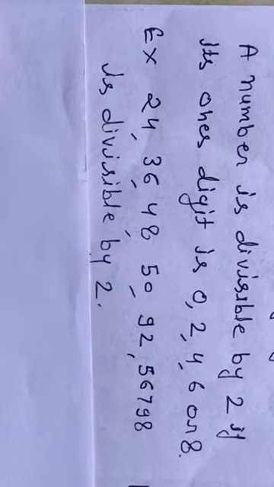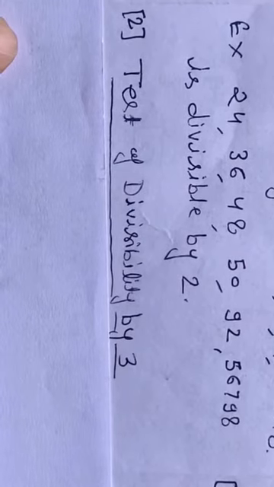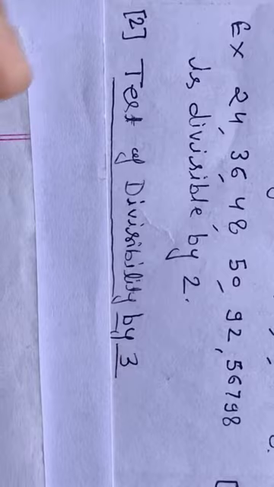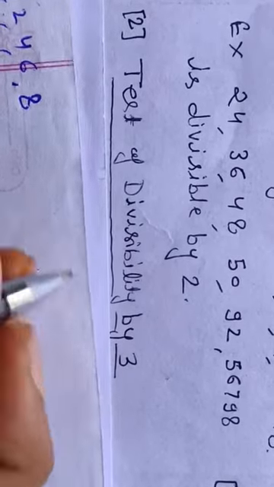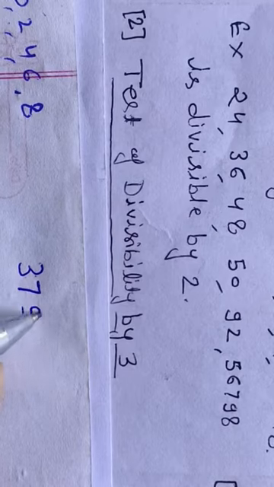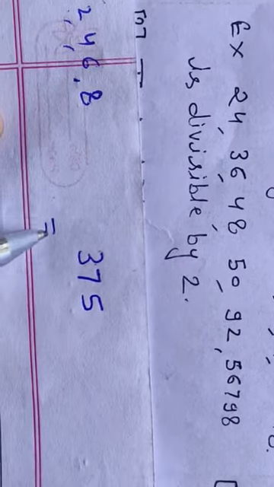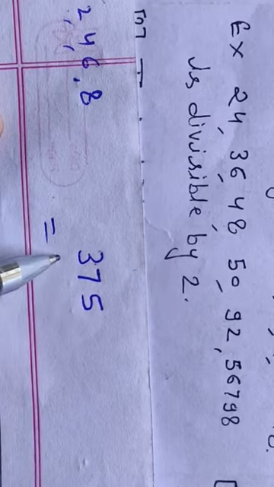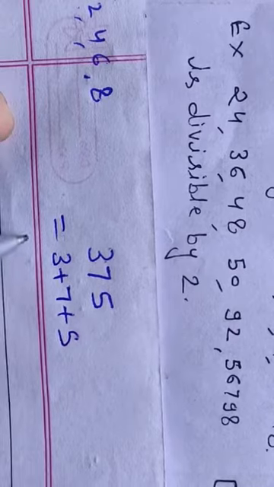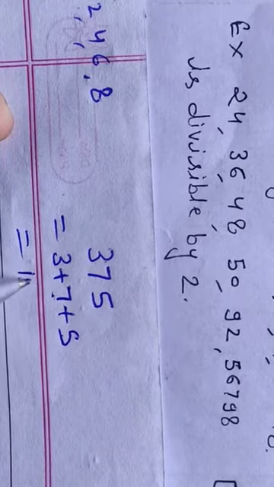Okay. Next is divisibility by 3. Test of divisibility by 3. So how will you check whether the given number is divisible by 3 or not? Suppose a number is 375. First we will find the sum of all digits. The sum of the digits will be 3 plus 7 plus 5: 7 plus 5 is 12, 12 plus 3 is 15.